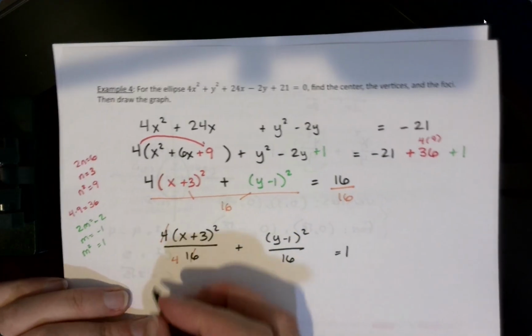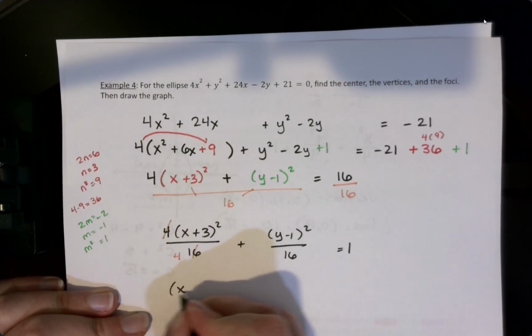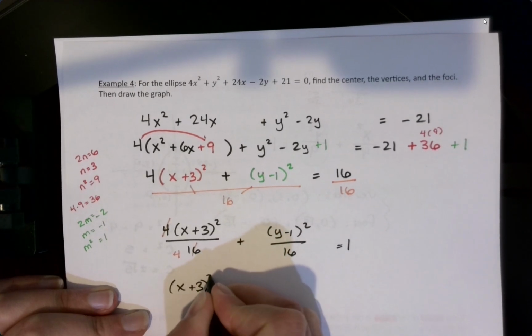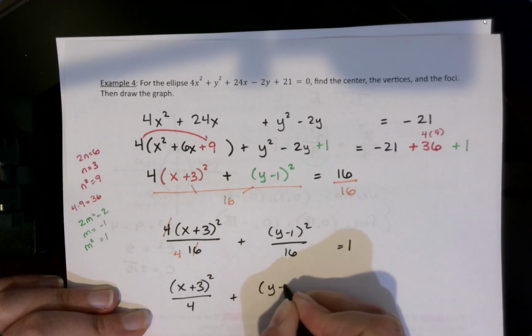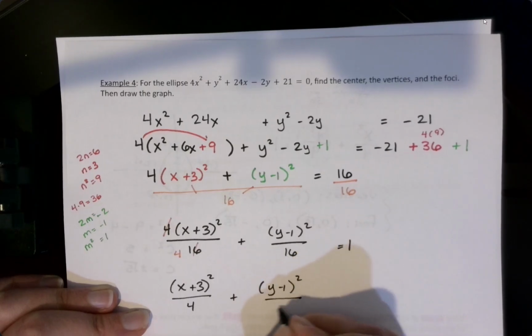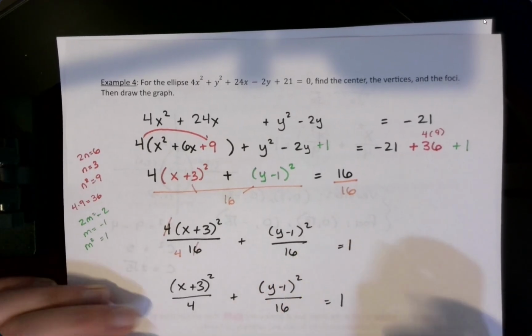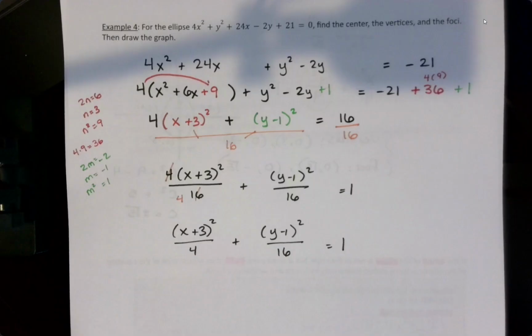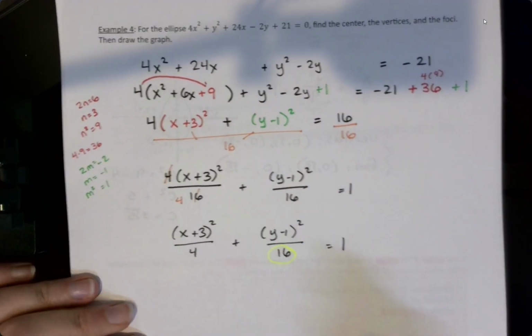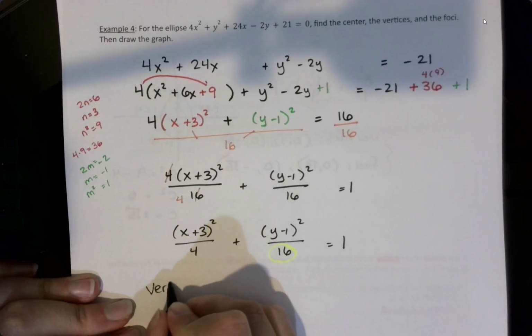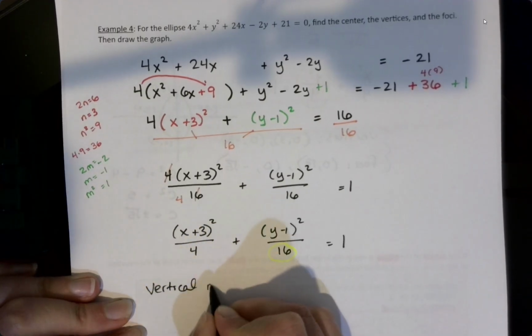Make sure that we're reduced. And I have (x plus 3) squared over 4 plus (y minus 1) squared over 16 equals 1. I can tell that my major axis is going to be vertical because I have a larger denominator under the y variable. So I have a vertical major axis.